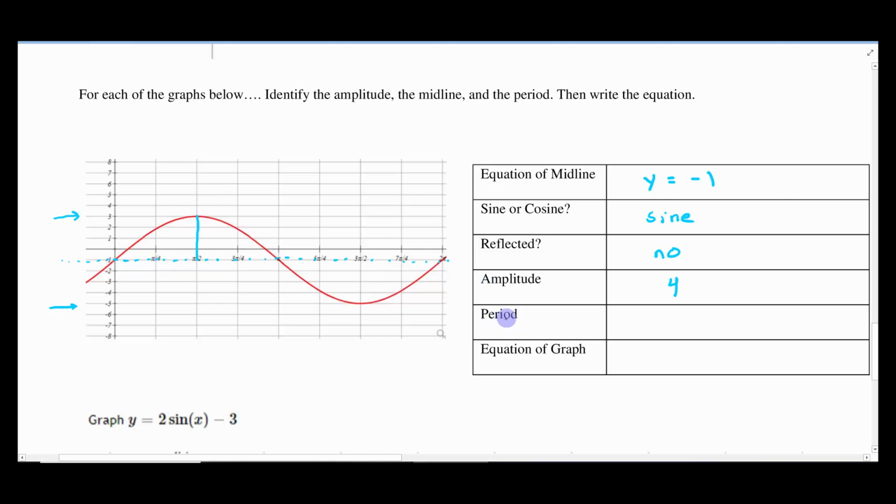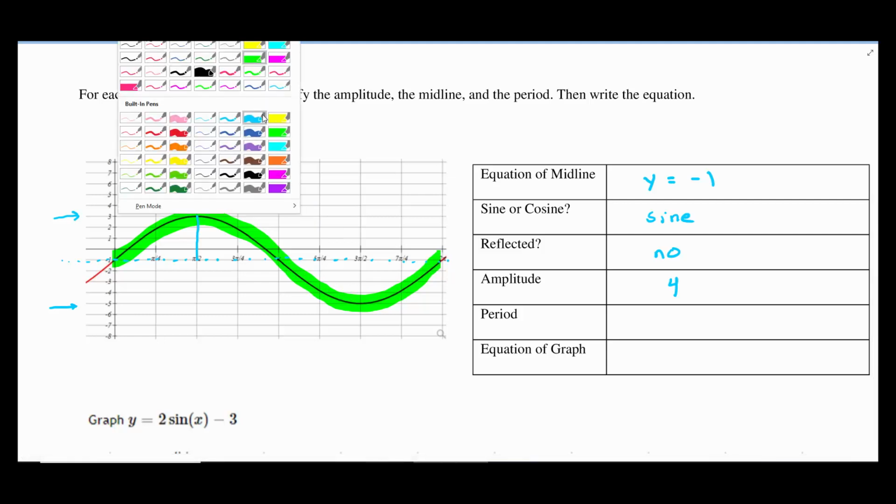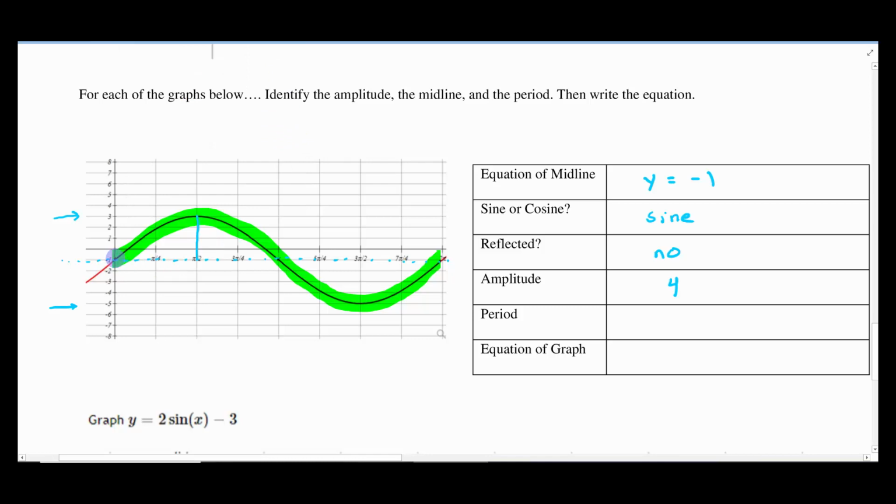Now, the period of our graph is the horizontal distance it takes to complete one cycle. This is where I like to grab my highlighter and just highlight one cycle of sine. Remember, sine goes up, it comes back down, and then it comes back up to the midline. So this is what one cycle of sine looks like right here. Then I like to trace in the horizontal distance that is covered. It starts here, ends here. This is the horizontal distance that it travels in one cycle. So it goes from 0 to 2 pi. So the period is 2 pi.